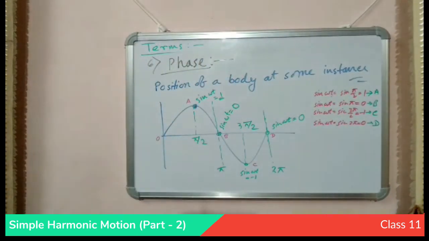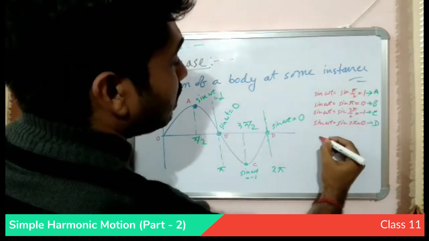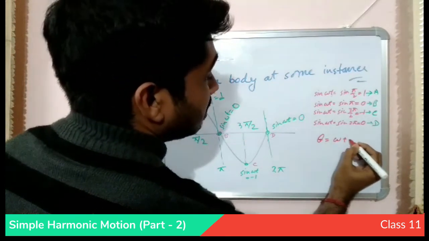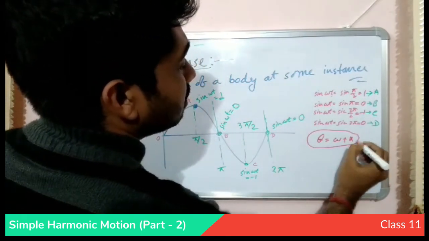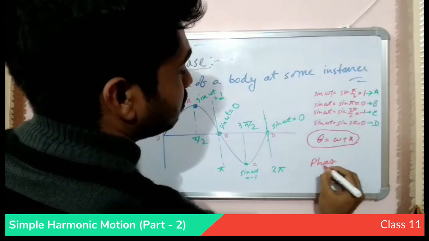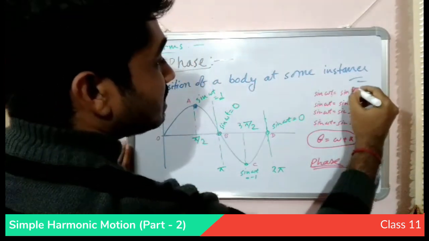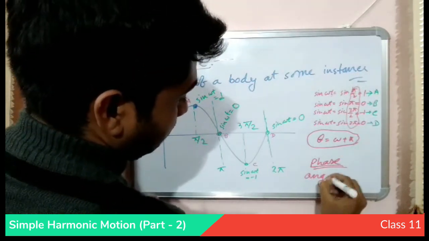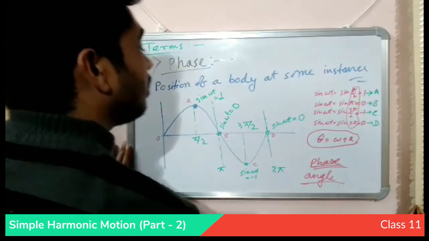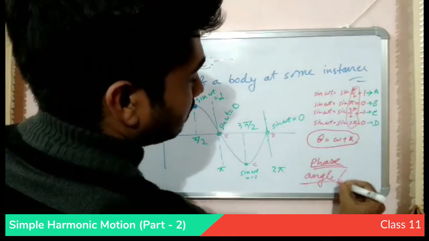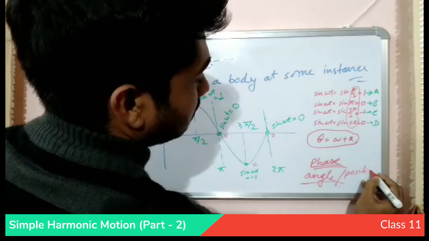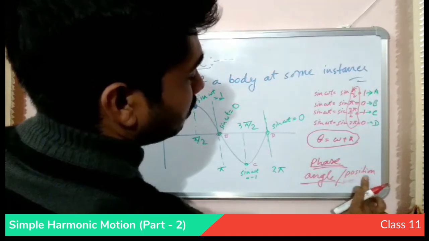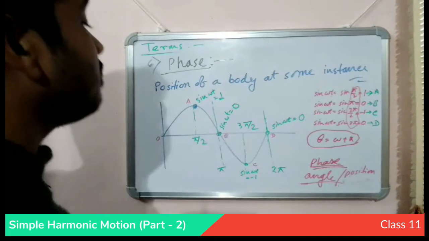So at every phase we can know the angle. If we say theta is equal to omega t plus alpha, this is our phase. By knowing the phase, we can say the angle or the position of the body. So this is the importance of phase.